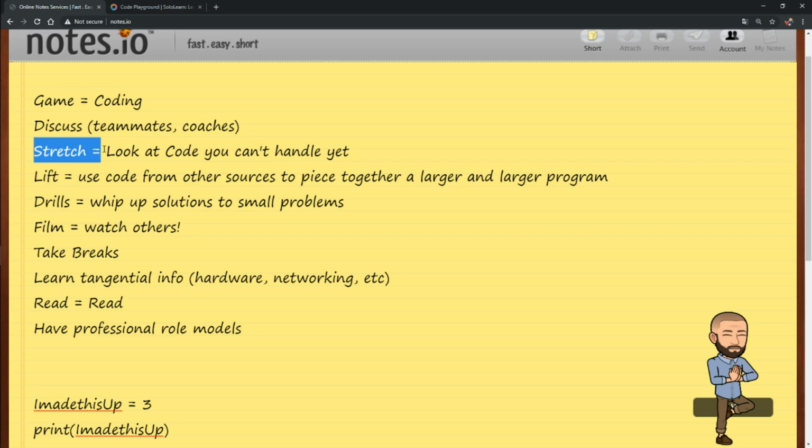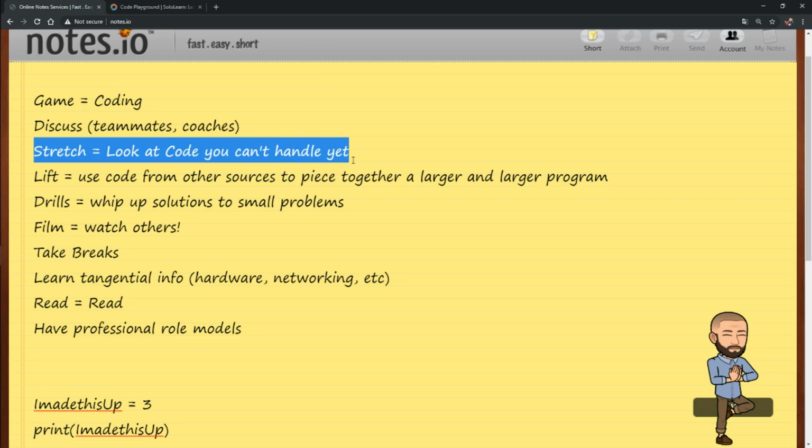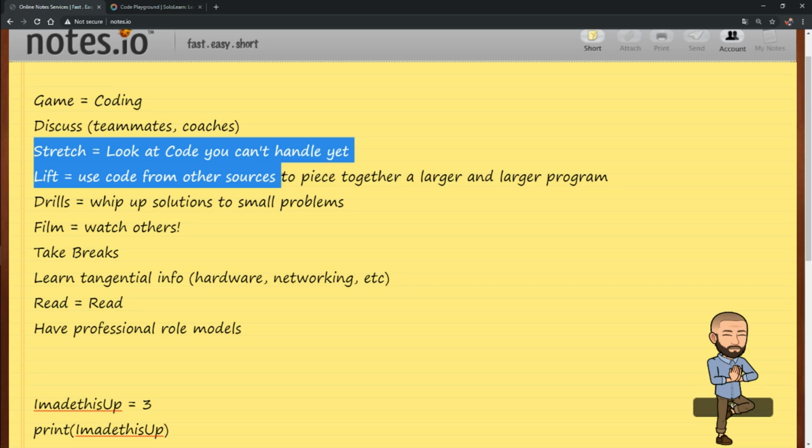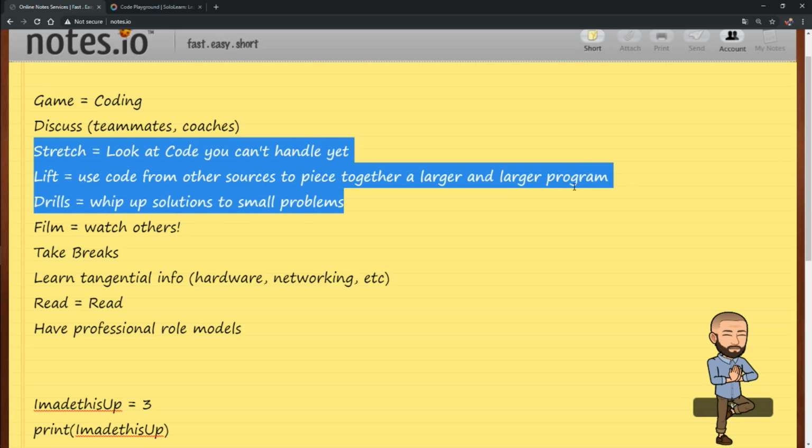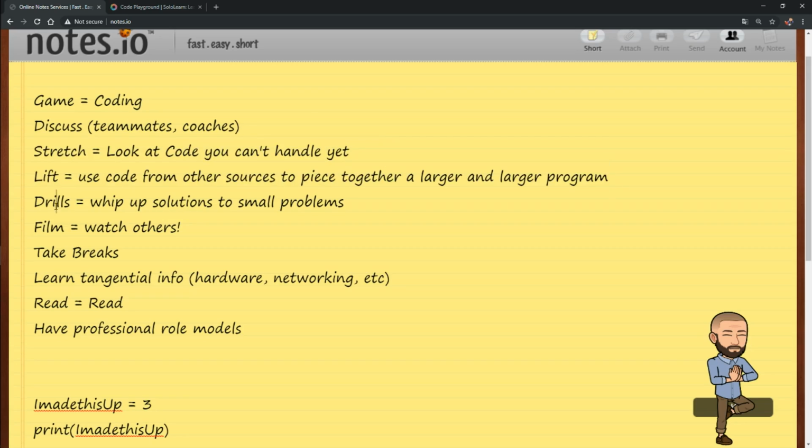Stretching in coding might look like you taking something on you can't quite handle, you understand a little bit, but each time you stretch yourself, looking at more and more complex code. If you were to weightlift code, that might look like you taking pieces or plates from other people, other projects, and piecing them together to create a larger and larger program, pushing yourself, seeing if you can build a larger program each time with each rep.